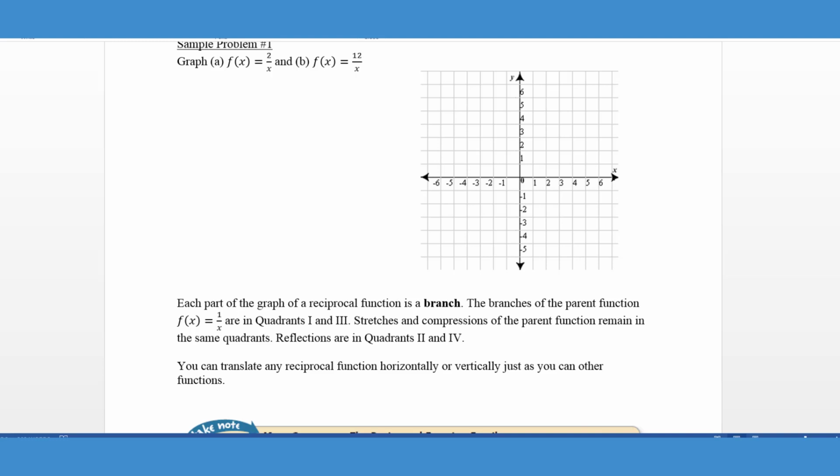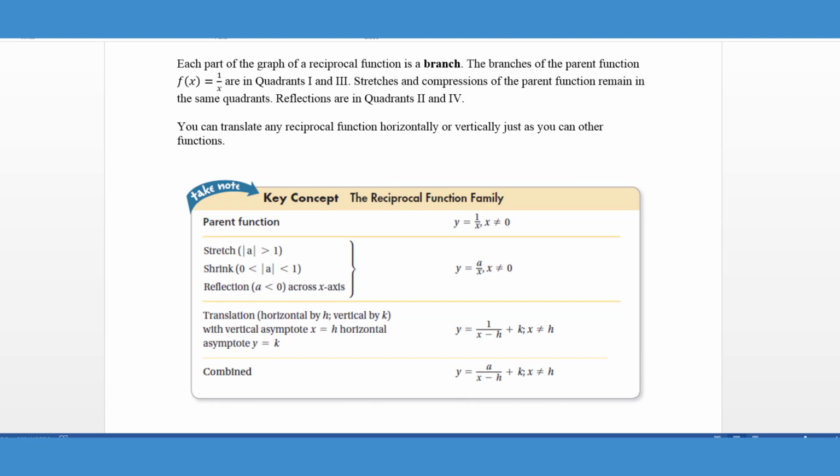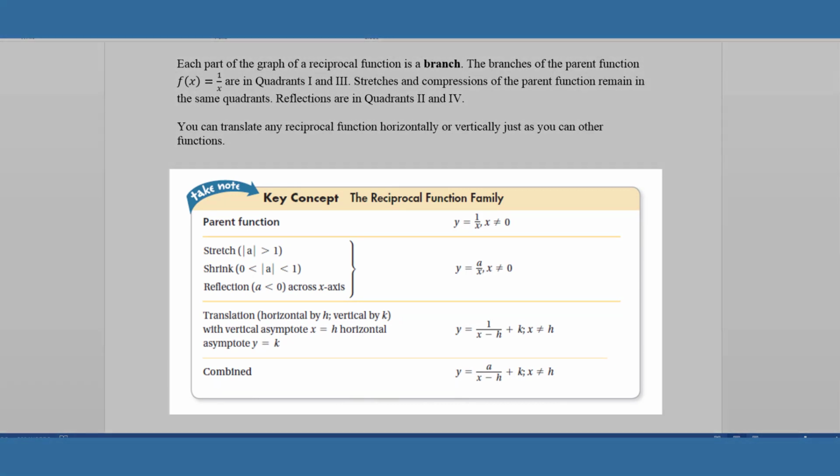They actually go together. Now, you can stretch and compress or translate these branches similar to the way we could do other functions. So if you look here, we have the a, the h, and the k involved in the reciprocal function and how it affects each of those different branches of the reciprocal function.